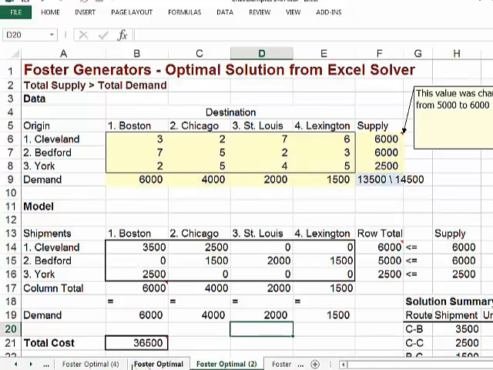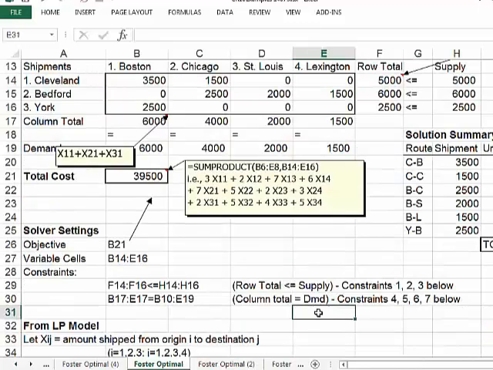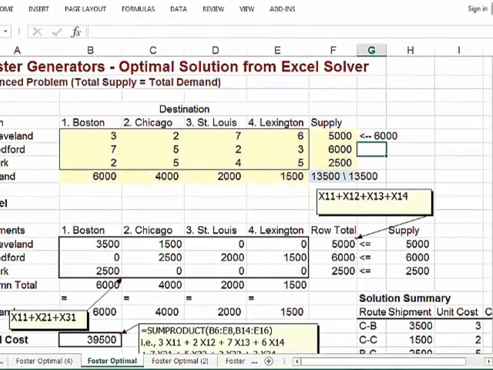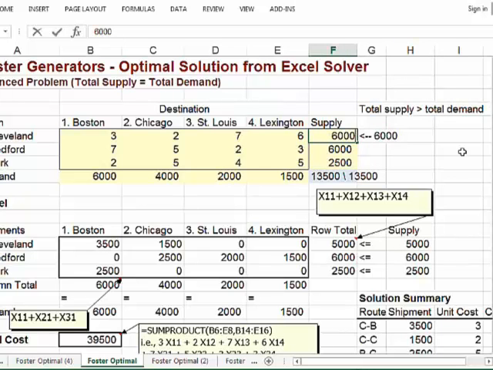So what we're going to do is go to the original solution, and here I'm just going to change this number. Suppose we have 6,000 here instead of 5,000. So now the total supply will be greater than the total demand. Now I can see that total supply is 14,500, 1,000 more than the total demand.